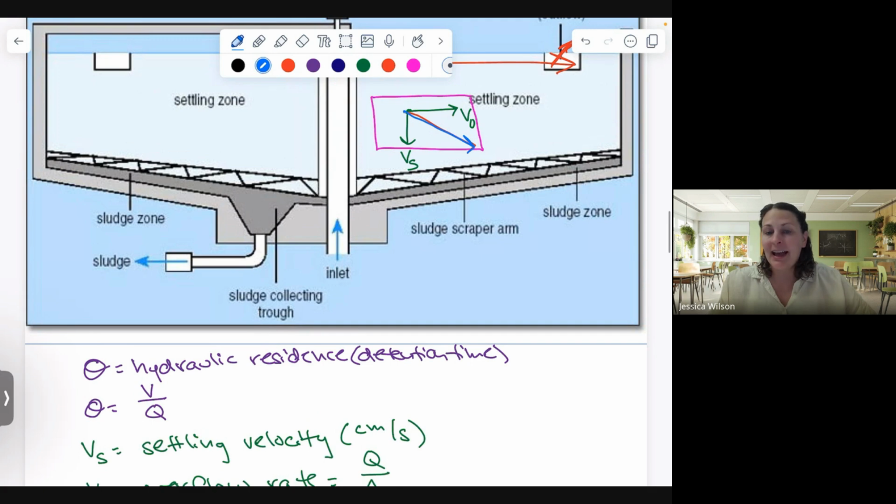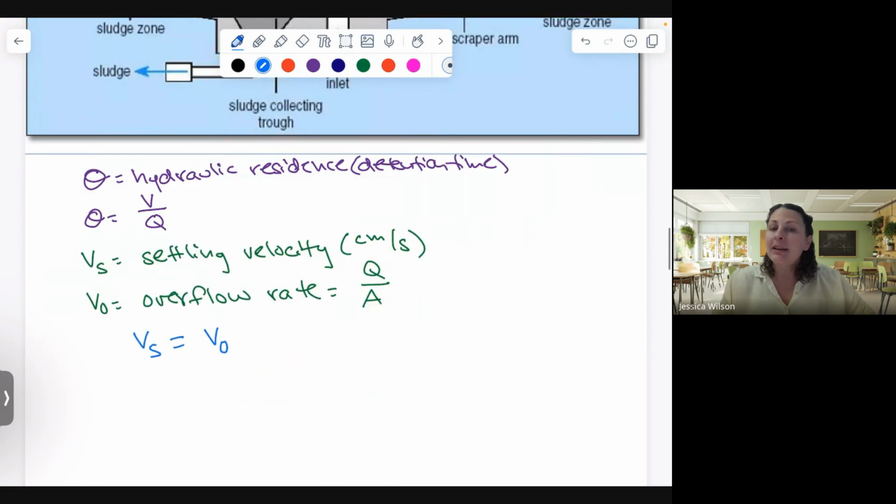Okay, so we need to have this nice balance between our settling velocity and our overflow rate. And so we will talk more about the relationship between these two terms in our sedimentation lecture, where we will actually fully design a secondary settling tank.